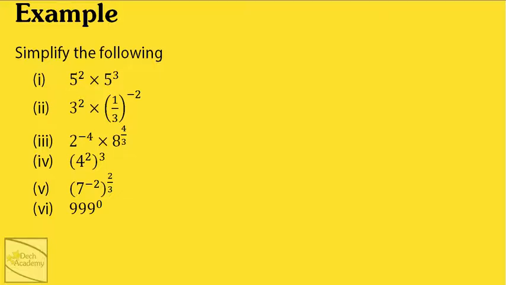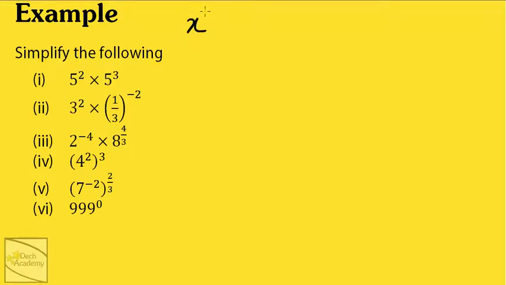In this example, we're required to simplify the following expressions using the laws of indices. You don't really have to work out the final value, but you can. For instance, in this case, I have 5 squared times 5 cubed.